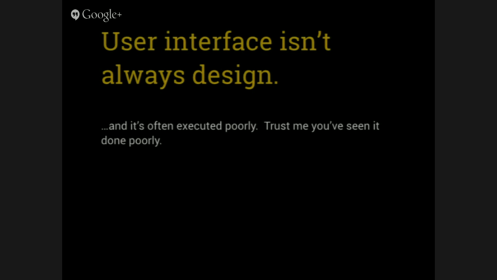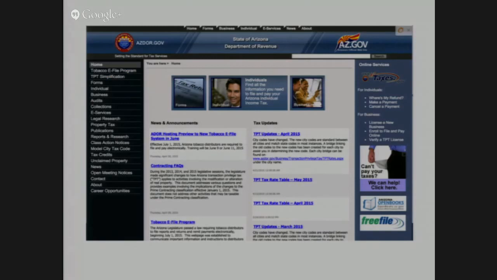So we understand that it isn't always executed well, but again, it doesn't always have to be designed. And here's an example of maybe a poor example. How many of you guys have to use this website, or a website similar to that? How about you, Chris? Have you been on this website? I would want to. I know, right?